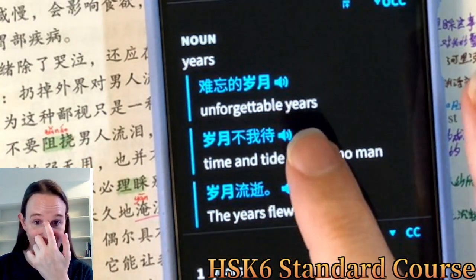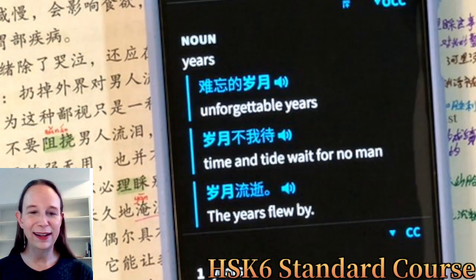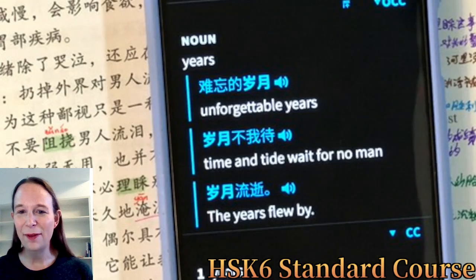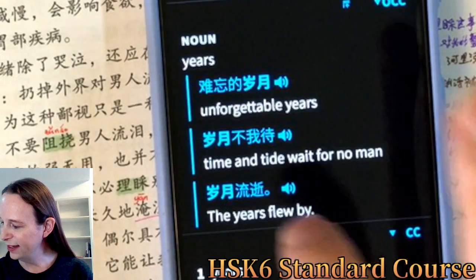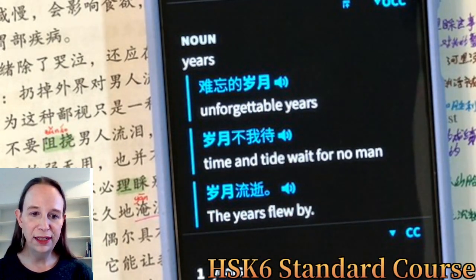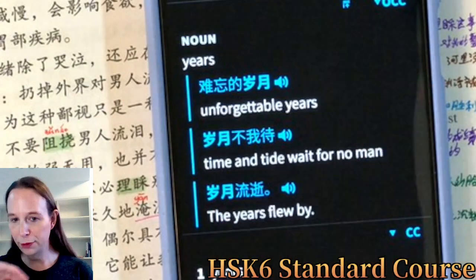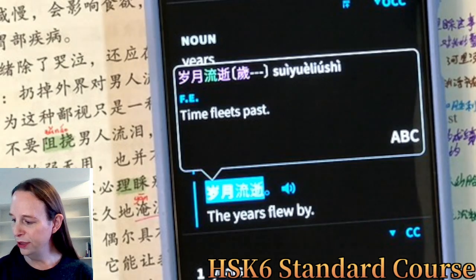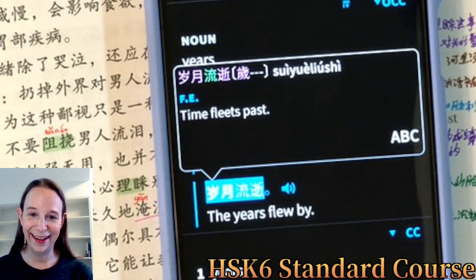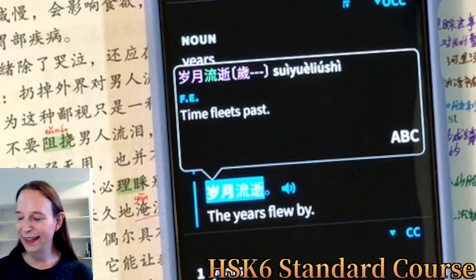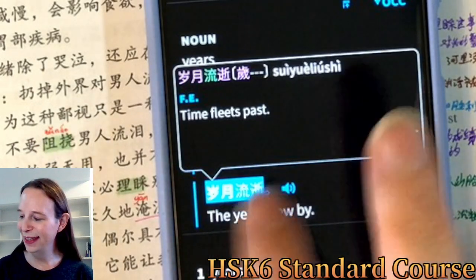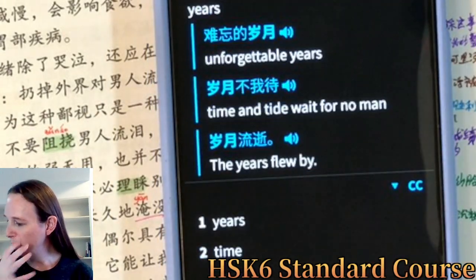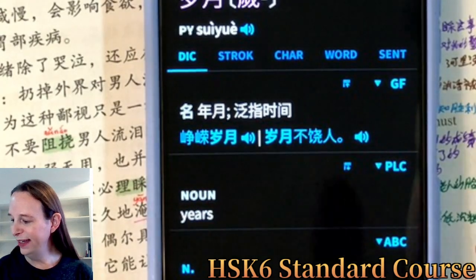Yeah. So here it's 难忘的. So 难忘 is quite literally hard to forget. Yeah, 难忘的 unforgettable years. 岁月不我待. Yeah, this one might be a better translation. Wait for no man. 岁月流逝, 流逝 meaning elapse. 岁月流逝. Time elapses. Yeah, I feel like because 岁月 is like years and months, 流逝 elapse. It's like, oh, they just go by quickly. 岁月. So it's a noun meaning, yeah, 年月.